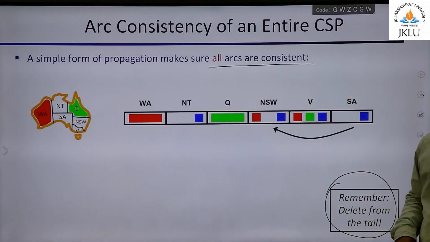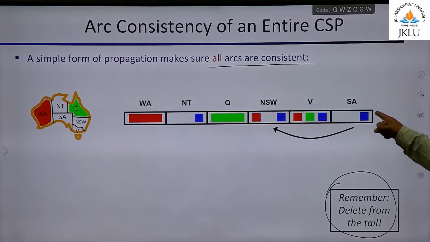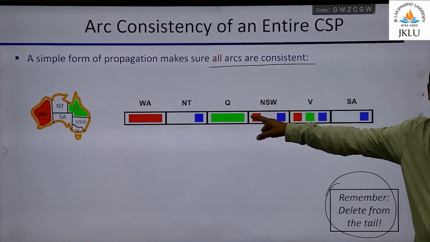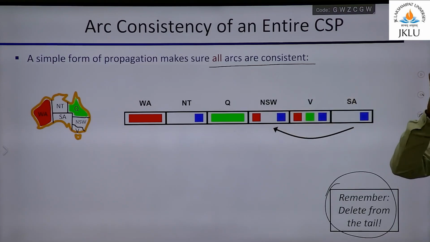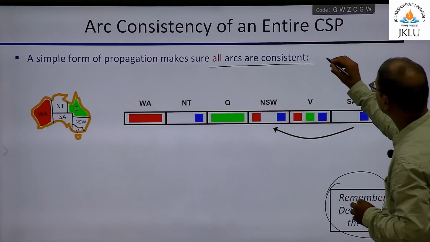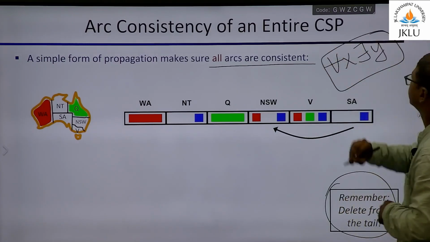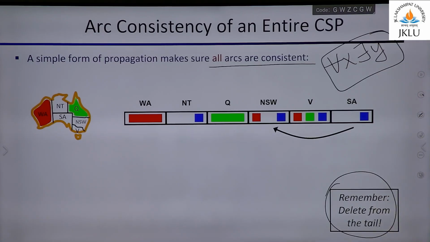What about this arc? This is consistent because for blue, that is the only color you have. ये बहुत confusions होते हैं. What you have to remember is for all x there should exist a y.